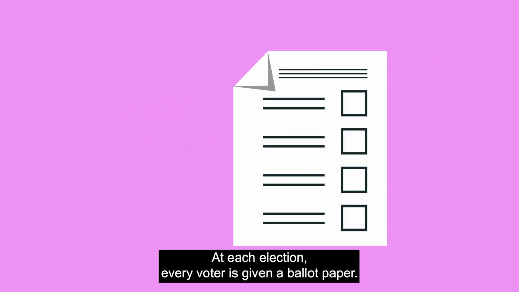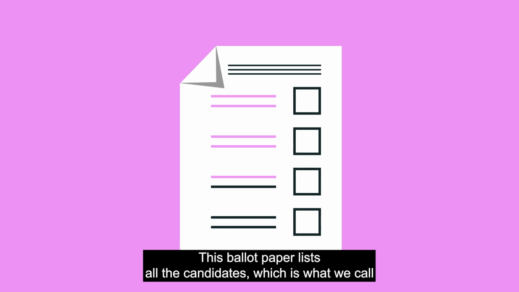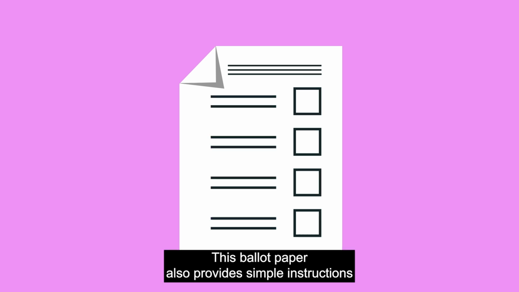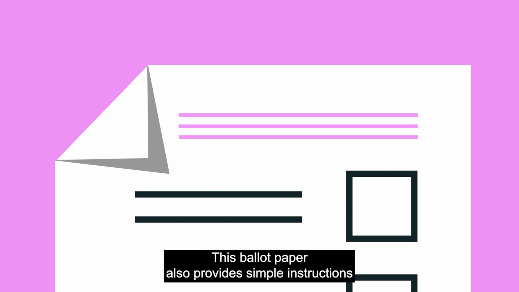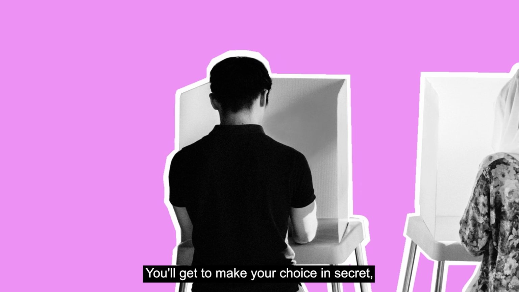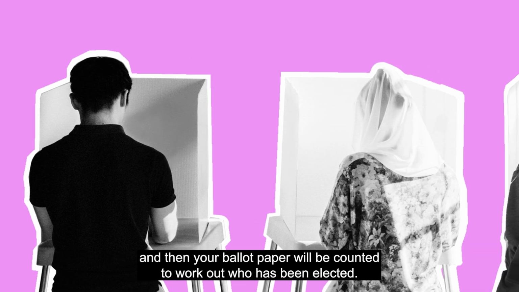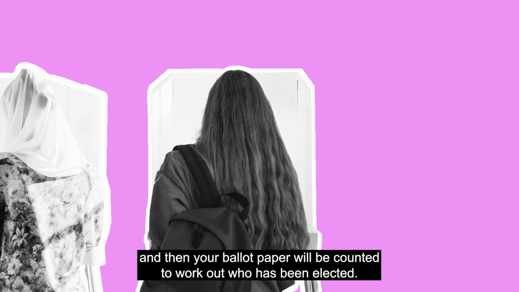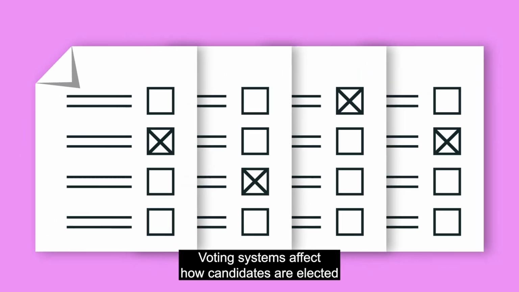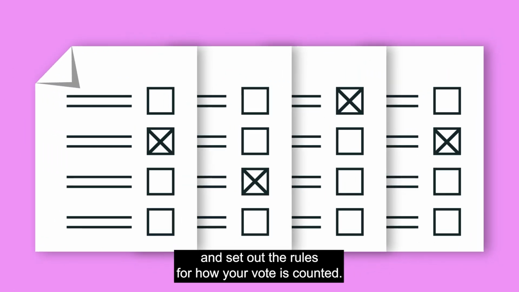At each election, every voter is given a ballot paper. This ballot paper lists all the candidates, which is what we call people standing for election. This ballot paper also provides simple instructions on how to clearly mark your choice. You'll get to make your choice in secret, and then your ballot paper will be counted to work out who has been elected. Voting systems affect how candidates are elected and set out the rules for how your vote is counted.